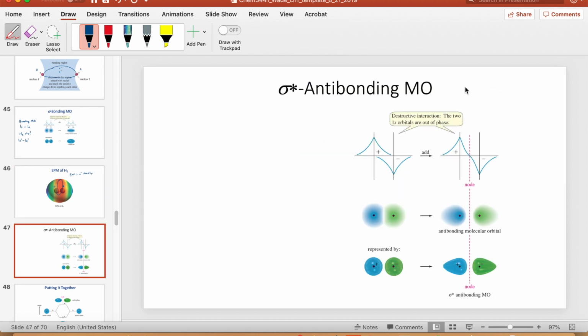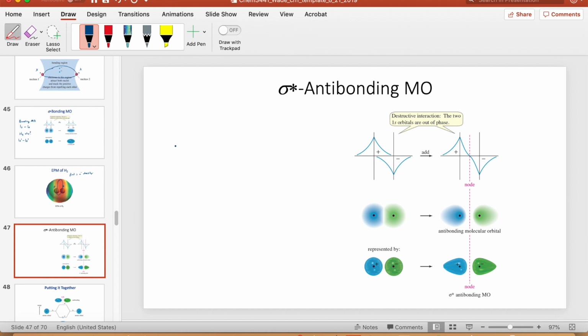Now, we've talked about the bonding portion, we've talked about the constructive overlap, and now I need to look at the destructive interaction here and what happens when they add out of phase together. Well, notice that they add out of phase, that means they subtract from each other, and we end up with something that has a nodal plane within the middle of it, which is bad. If you're trying to form a bond, you don't want a node in the middle of it. Remember, a node is an area of no electron density.